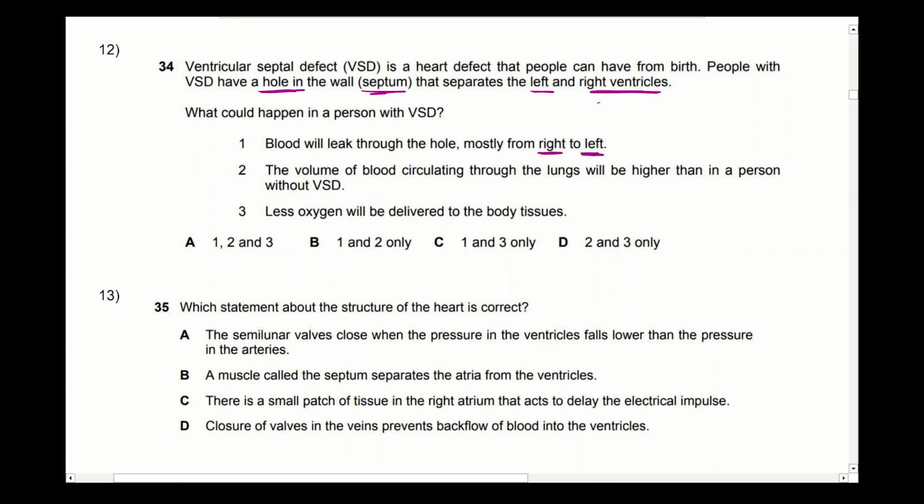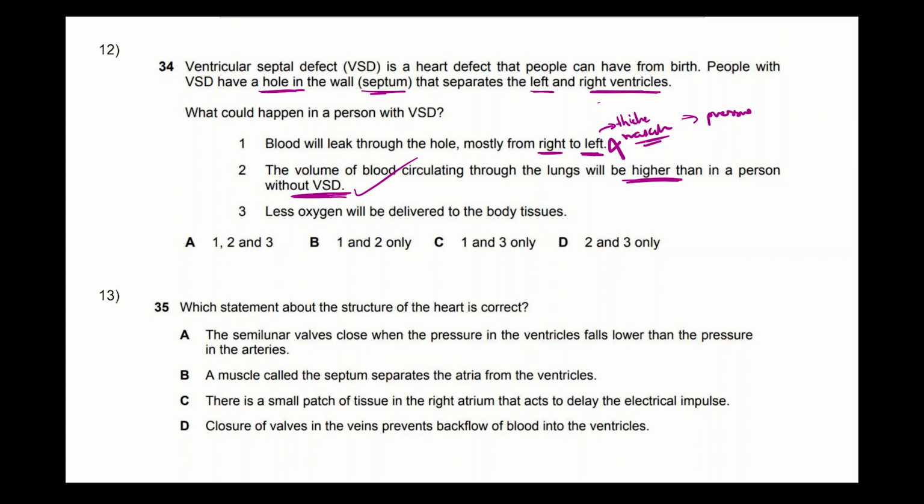Now, this is incorrect because if you think about it, where is the greater pressure? Which side has the greater pressure? Of course, it's the left, since it's the thicker, more muscular side of the heart. If it has the greater pressure, this means that blood would actually go from left to right. Therefore, this is incorrect. For 2, the volume of blood circulating through the lungs would be higher than in a person without VSD. This is correct because, if you think about it, we've just mentioned that blood actually moves from the left ventricle to the right ventricle.